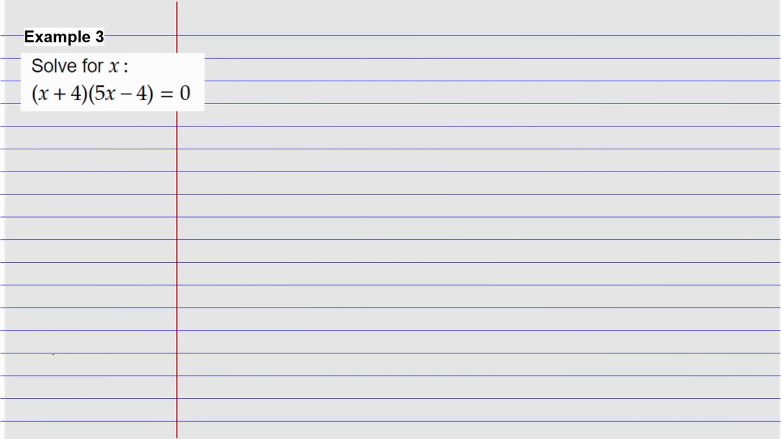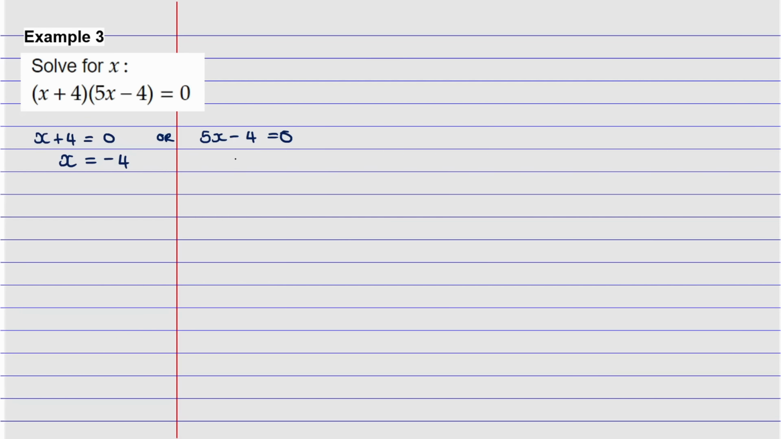So to solve this question, it's going to be just equating each bracket by 0. So it's going to be x plus 4 equals 0, or 5x minus 4 equals 0, right? So take the 4 to the other side. So it's going to be x equals negative 4. So we're done with that one. Now let's solve this one.